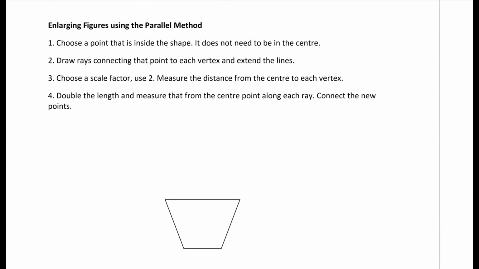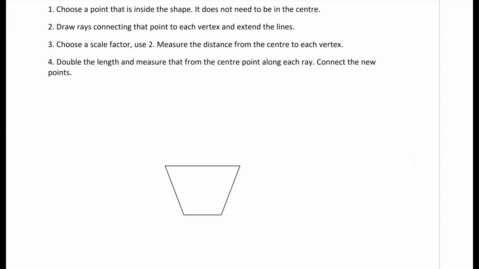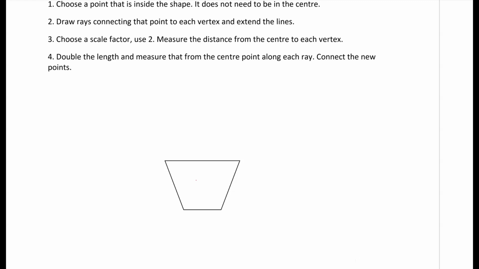On the next page, we're going to be looking at enlarging it. So it's enlarging a figure using the parallel method. So first it says choose a point that is inside the shape. It does not need to be in the center. So I'm going to choose a point that's right about here. So close to the center, not perfect though.